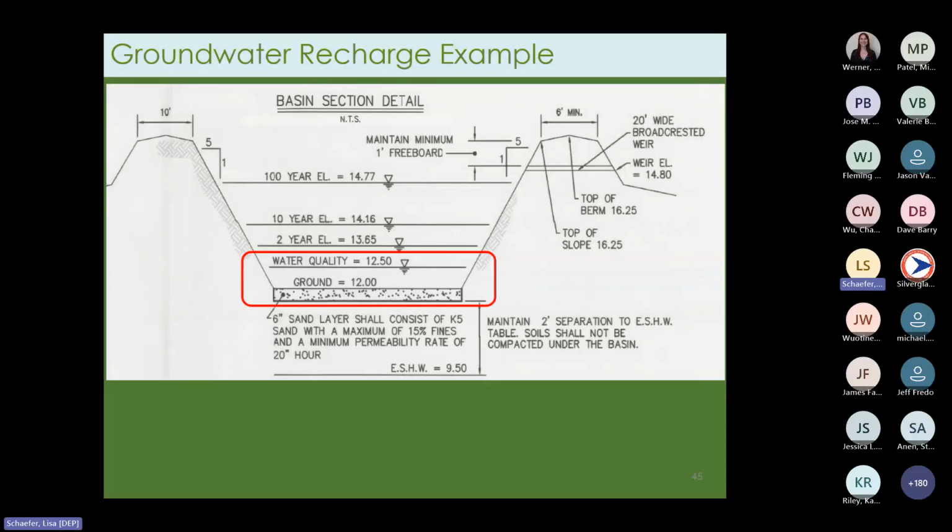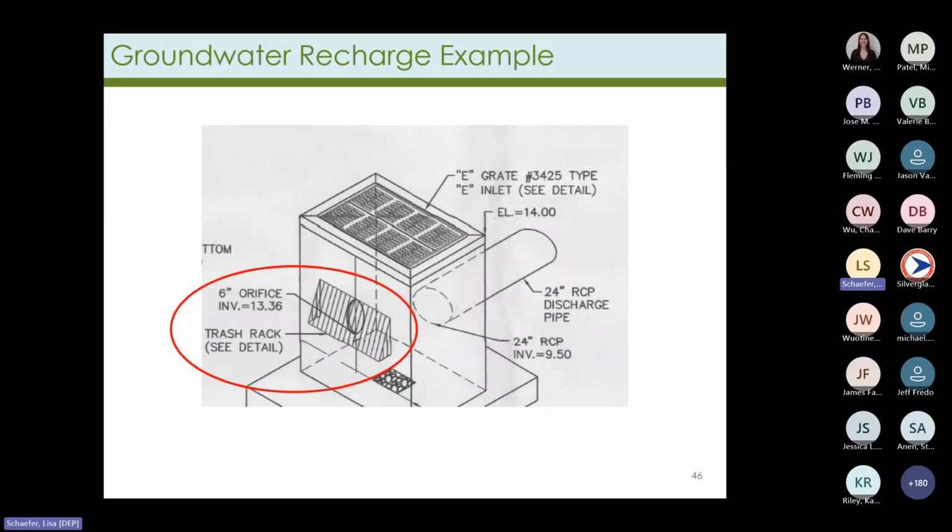From the outlet structure detail that was provided, we see the lowest orifice is set at elevation 13.36 feet, which is between the elevation of the water quality design storm and the 2-year storm. In this case, the orifice is set at an elevation higher than the water level of the WQDS to capture more runoff in order to provide enough runoff volume to meet the annual groundwater recharge deficit. Knowing all of this, dBMP is therefore 13.36 minus 12, which is equal to 1.36 feet.